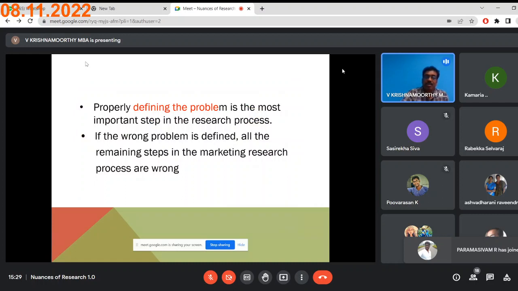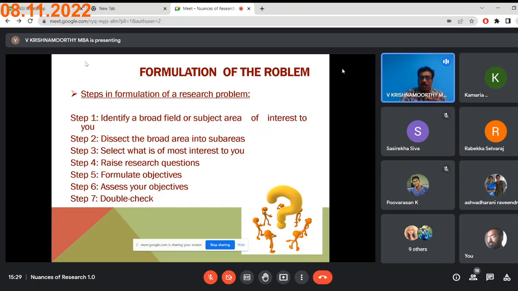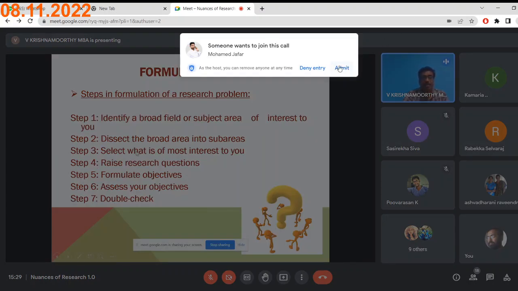Properly defining the research problem is the most important step in the research process. If the wrong problem is defined, all the remaining steps in the marketing research process are wrong. Now, we must know how to formulate the research problem. This is very, very important. Most of the scholars commit mistakes here in how to formulate the research problem. These are the various steps. If you look at the steps, it seems somewhat vague. I will explain one by one.